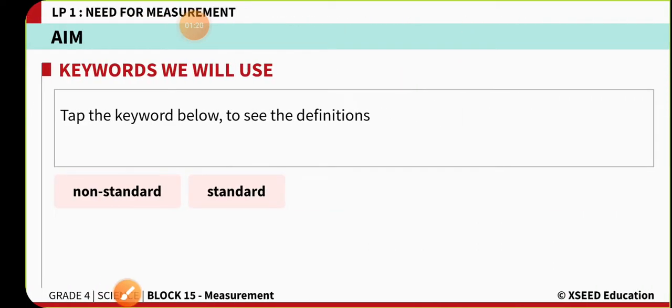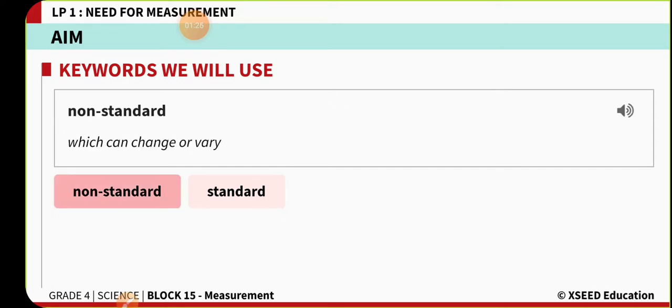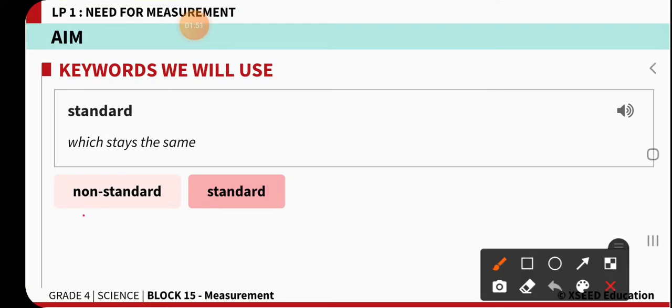In our today's class, the two keywords that we are going to learn, the first one is non-standard. Non-standard means which will change everywhere, which can change or vary. The next keyword that we are going to learn is standard, which remains the same everywhere, which stays the same. The first one is non-standard and the second one is standard. These are the two keywords in our today's class.